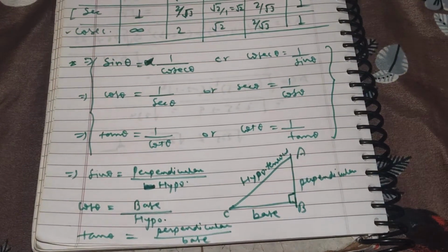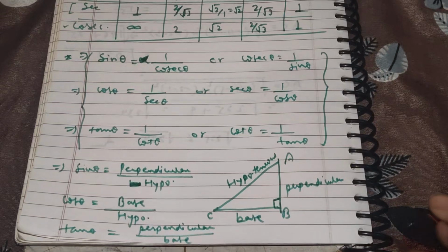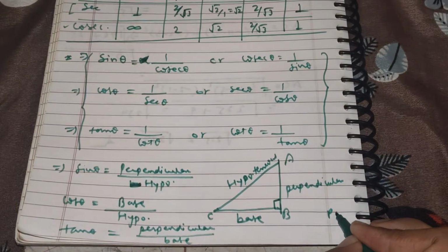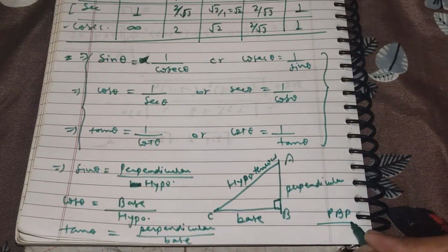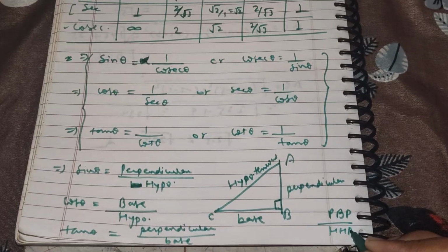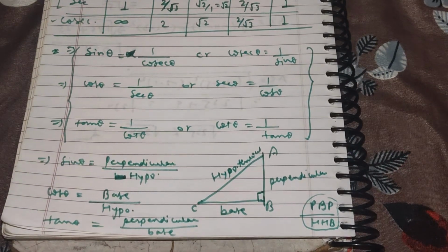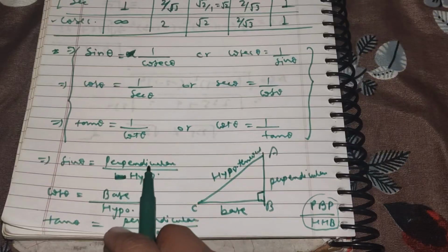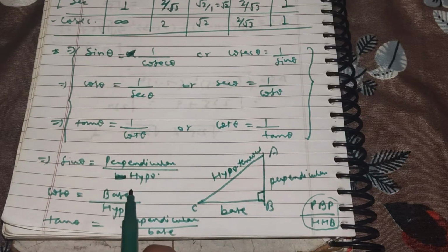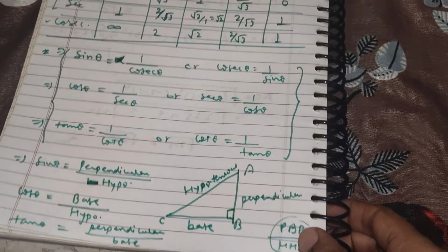There is a trick according to Hindi terminology: P B P upon H H B. This is the formula you will remember. Sin theta is equal to perpendicular upon hypotenuse, cos theta is equal to base upon hypotenuse, and tan theta is equal to perpendicular upon base. So in this way you can solve some problems based on trigonometry.